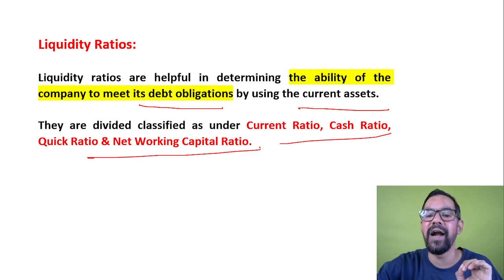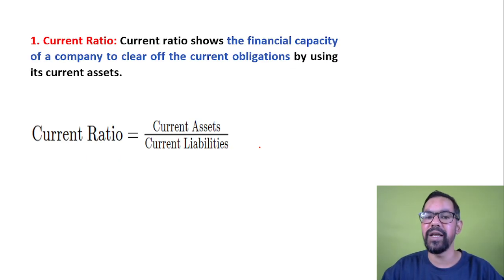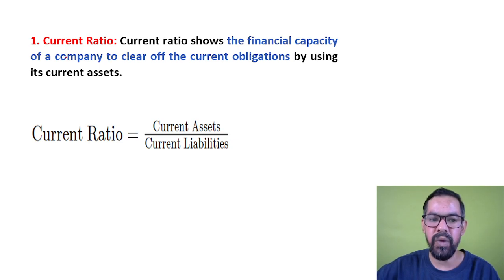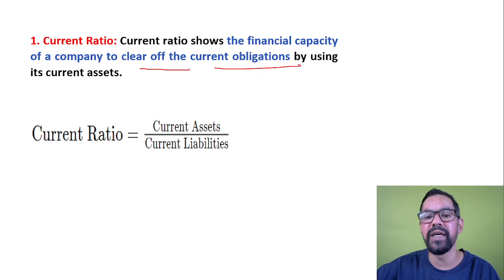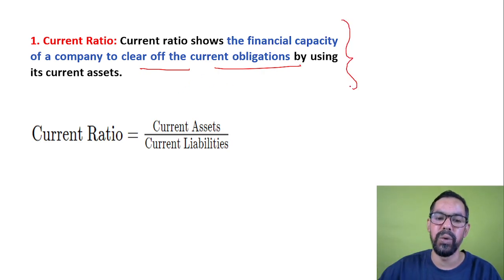We will start with the current ratio. The first one under liquidity ratio is the current ratio. A current ratio shows the financial capacity of a company to clear off its current obligations by using current assets. There is one thing, guys, you need to know first.